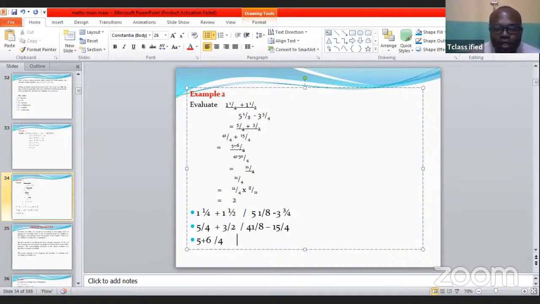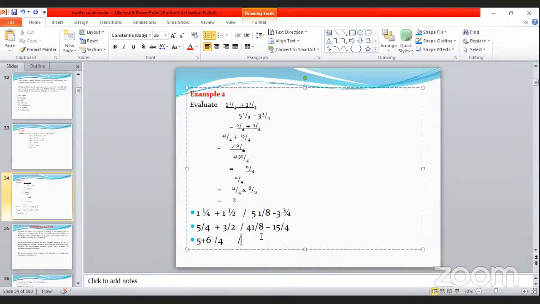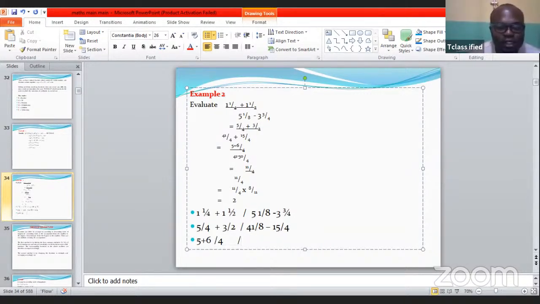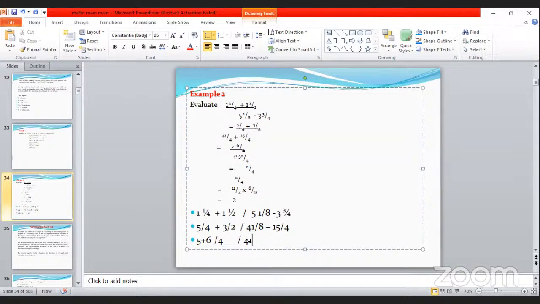Then we can move forward and put this very big division sign and work on the denominator. So what's the LCM for 8 and 4? 8. So what will we get now? 41 minus 30/8.